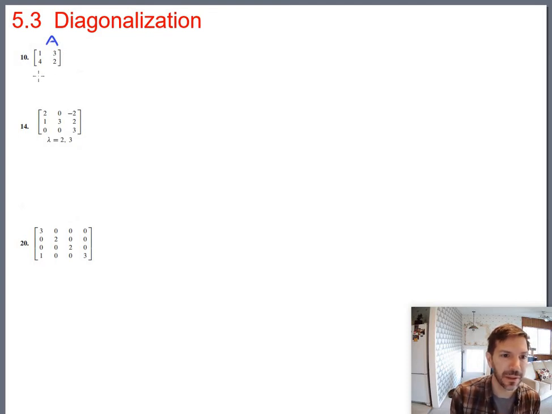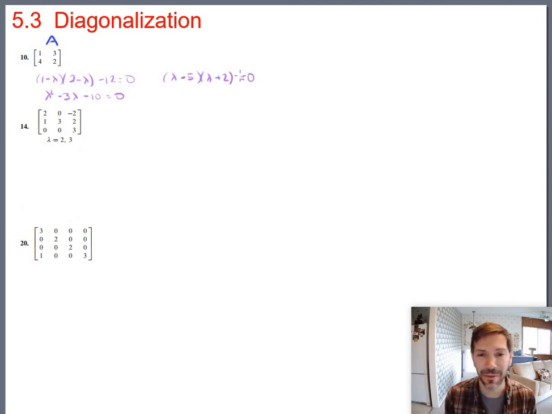So let's start with the characteristic equation: 1 minus lambda, 2 minus lambda, minus 12 equals 0, and that would be lambda squared minus 3 lambda plus 2 minus 12, so minus 10, equals 0. That factors into lambda minus 5 and lambda plus 2.